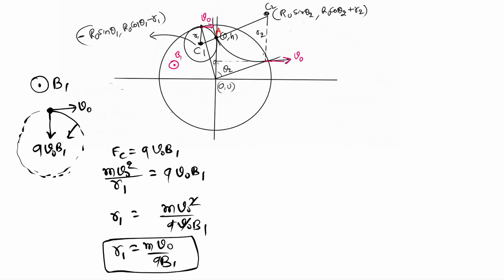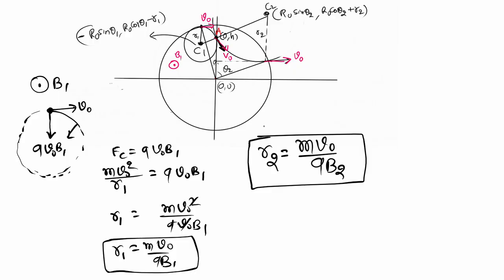In the same way we can find R2 for this one, because here the particle enters with the same speed v naught. The speed will never change. It is always v naught. And here the central force is q v naught B2. So when we derive it, we will get R2 is equal to m v naught over q B2.